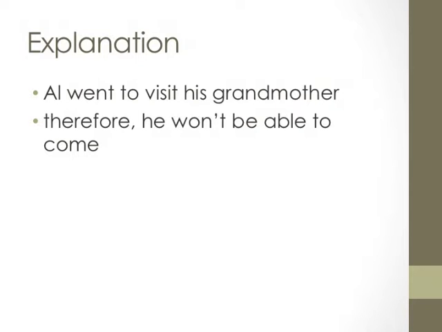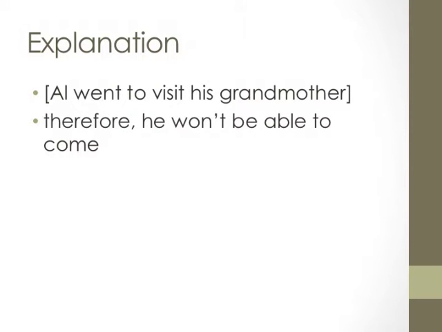So suppose that you want your audience to be rationally convinced that Al won't be able to come to the party. Well, suppose you could offer as premise that he went to visit his grandmother, who lives very far. And perhaps this is something that your audience will readily accept. In this case, you're trying to persuade your audience of the truth of the conclusion, and at the same time providing grounds for why it is reasonable to believe it.